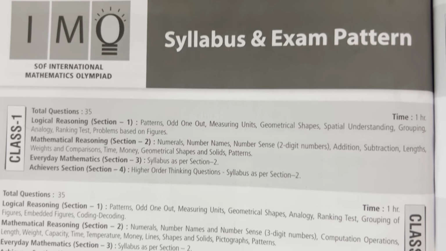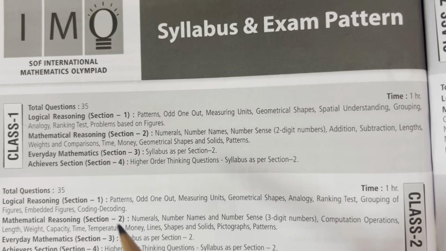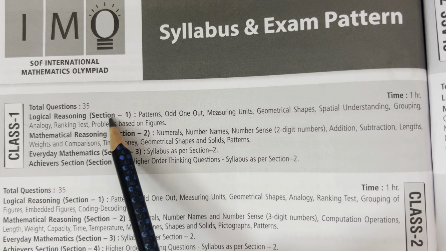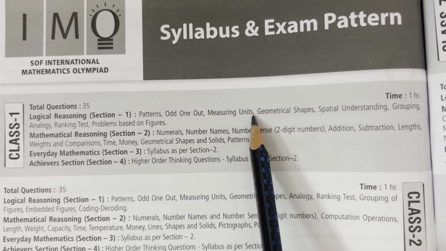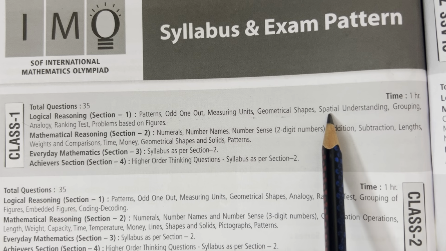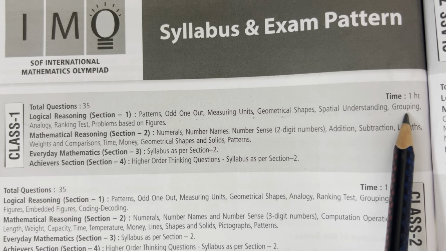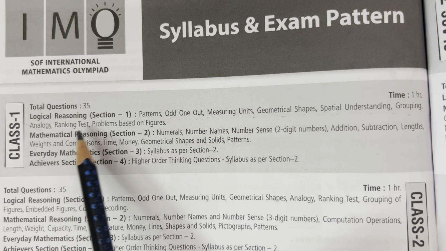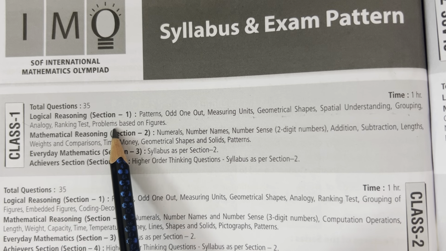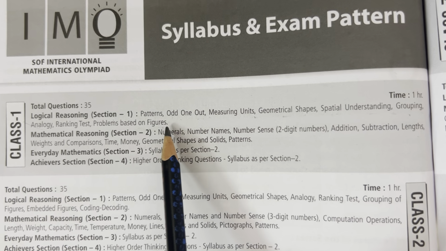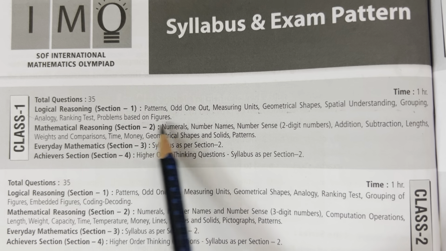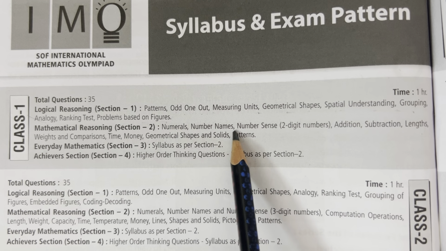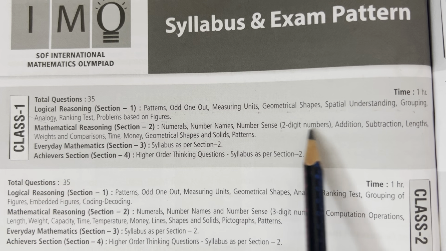Here is the syllabus of IMO. Syllabus for class 1. Logical reasoning, section 1: patterns, odd one out, measuring units, geometrical shapes, spatial understanding, grouping, analogy, ranking test, problems based on figures. From section 2, that is mathematical reasoning: numerals, number names, number sense, 2-digit numbers only.